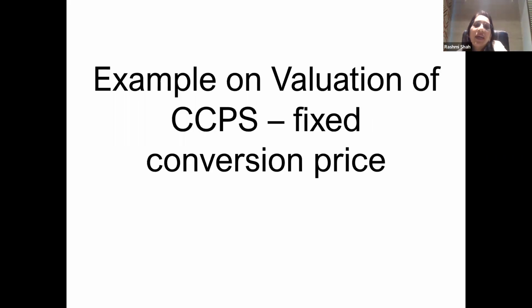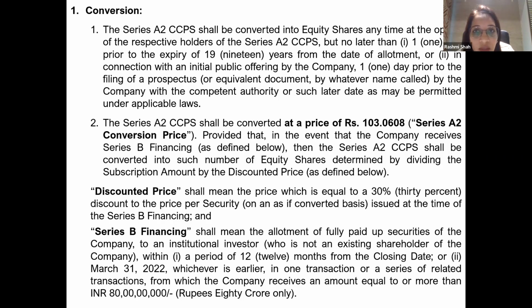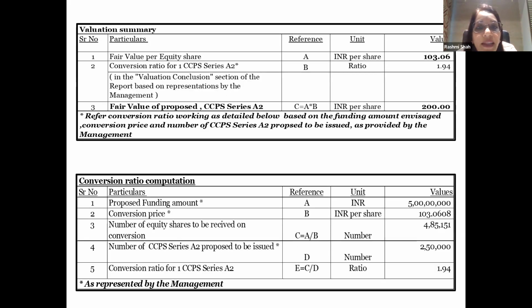Okay, this is a valuation of CCPS again, where the conversion price is fixed. So they have given a fixed conversion price, so I have also marked it in bold. Here it's mentioned that the series A2 CCPS will be converted at a price of 103.0608. And then they have given that this is the discounted price in series B financing. There'll be various terms. We should use all of them, and then we should arrive at a final value.